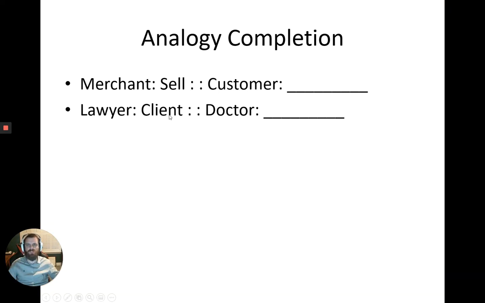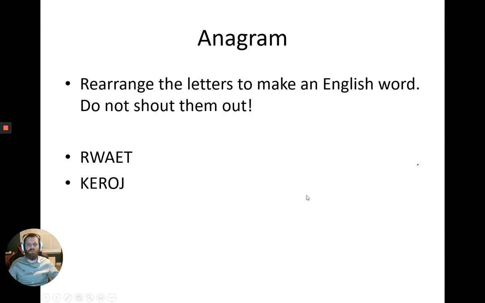So you've got some analogies. The merchant is to sell as the customer is to buy. Lawyer is to client as doctor is to patient. So that's one of the first types, again, inducing structure. Next, we go to arrangement. Arrangement is like anagrams, playing Scrabble.